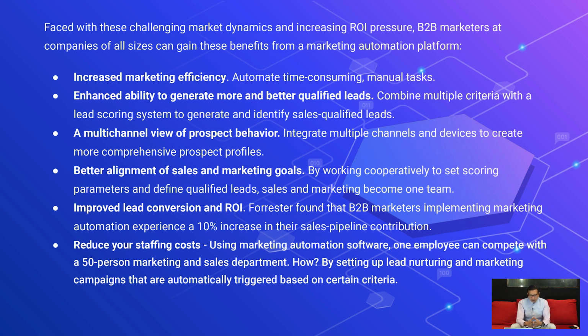Then comes reducing your staffing costs. Using marketing automation software, one employee can compete with a 50-person marketing and sales department. How? By setting up lead nurturing and marketing campaigns that are automatically triggered based on certain criteria. These are the amazing benefits. As I said, it reduces staffing costs and salaries. Instead of keeping 50 people, a single employee can compete with 50 people doing marketing and sales manually. That's the beauty of marketing automation.